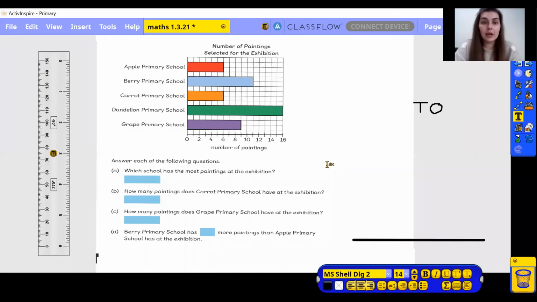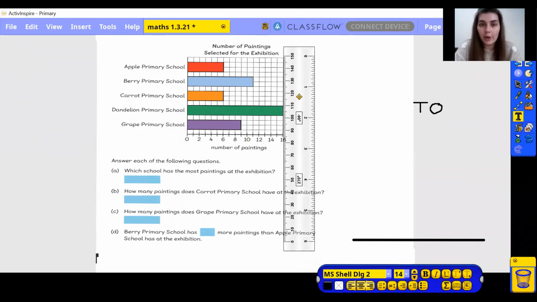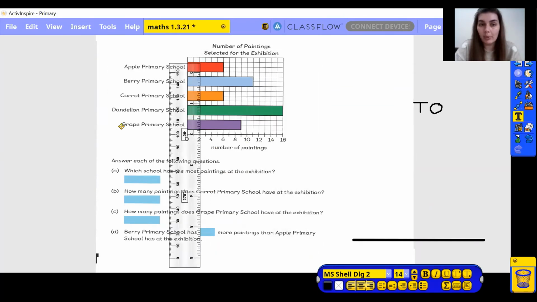Okay, so hopefully you've had a go at completing those questions. Let's have a look at the answers. So number 1, or A, which school has the most paintings at the exhibition? So I'm going to use the bottom row to look at my numbers. And 16 is the maximum number of paintings, and I can see that lines up nicely if I get my ruler with Dandelion Primary School.